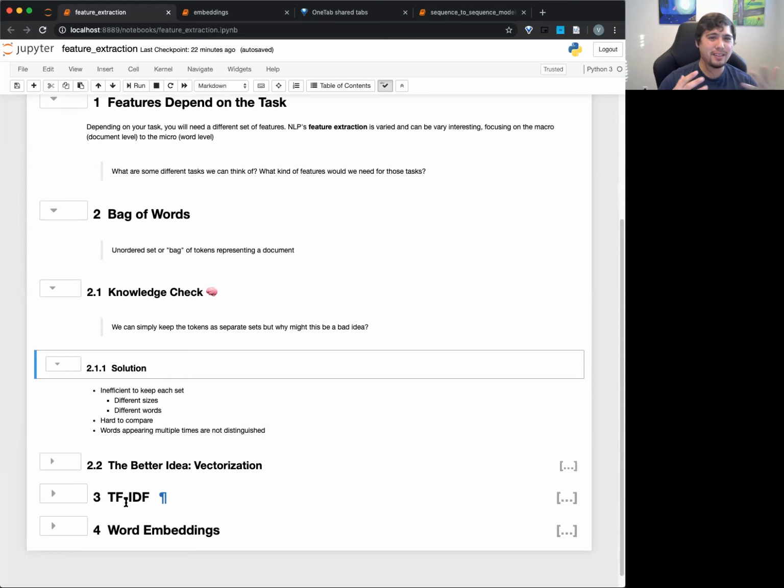You have to use set operations and things like this, so it adds extra inefficiency. It's hard to compare. And then also, like you said, multiple words.